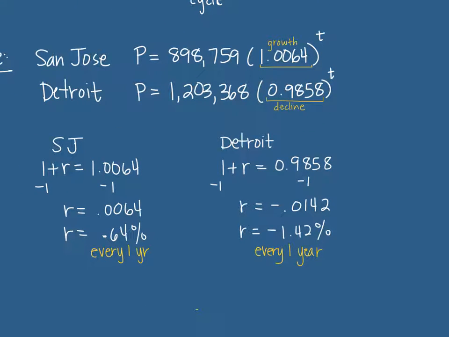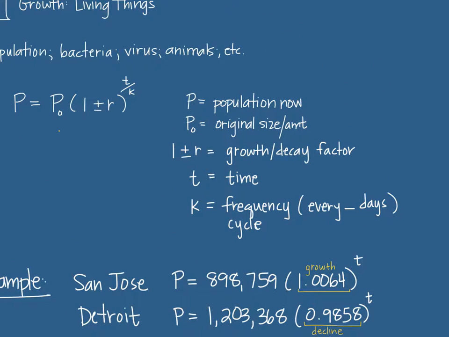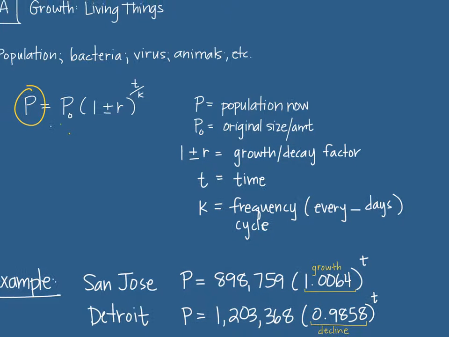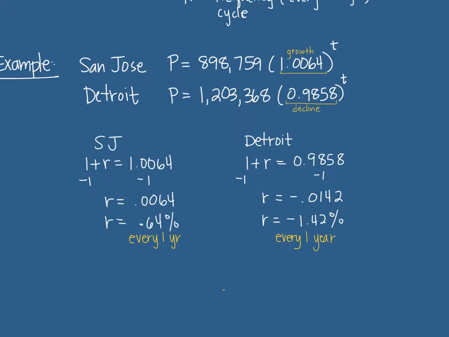Okay, what else could you tell me about San Jose and Detroit? Anything else just from looking at the equations? Pedro. Okay, population now is the P. Those other numbers aren't the population now. They're the population that's different, right? Population now is P. That's the one that's over here. These numbers are in the P sub 0. So what do those numbers represent? The original, okay, when they started counting this.